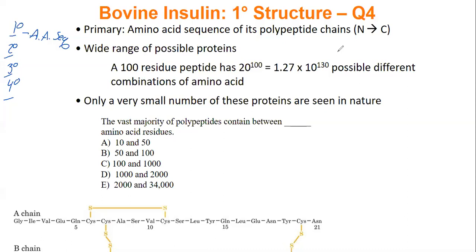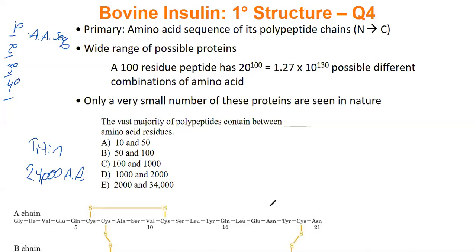Although I say that, the biggest protein that's ever been discovered is in humans, and it's called titin. And I want to say off the top of my head, titin is roughly 24,000 amino acids. So there are exceptions, titin being the biggest. But generally, most of your proteins are going to fall between 100 and 1,000 amino acids.